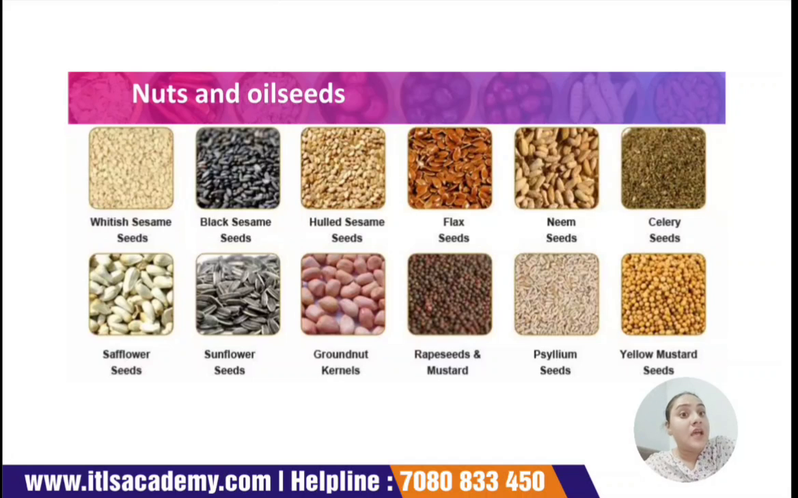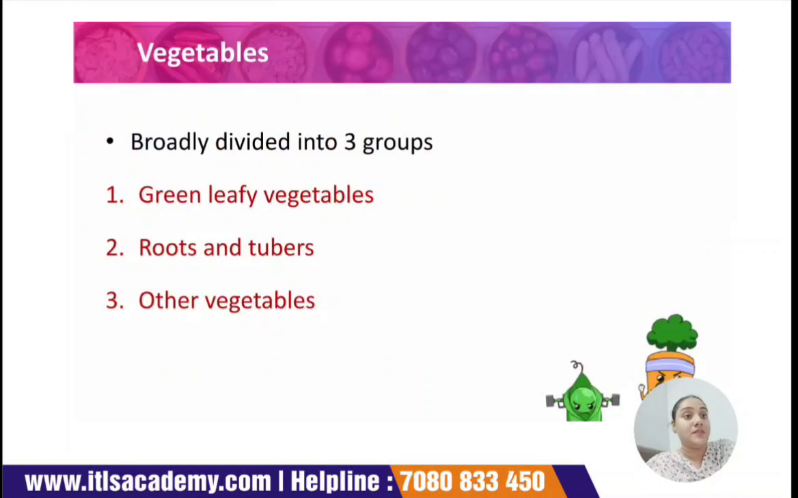ground nuts, and the yellow mustard seeds that you use in making different types of dishes, for example poha. Neem seeds are there, flax seed that we have just talked about, and black sesame seeds. So these seeds have a good amount of protein as well as fat content in themselves.